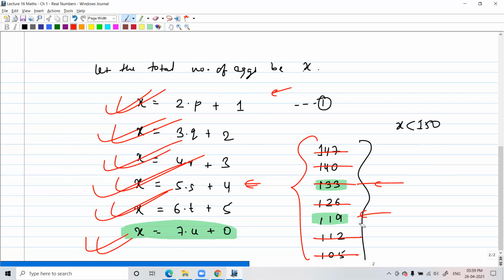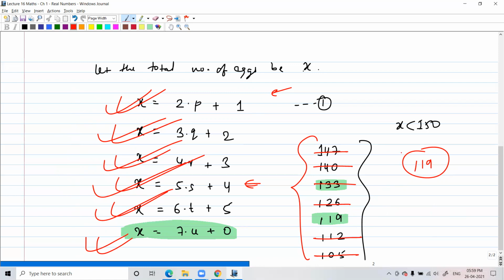Sir, I'm having one more doubt, sir. If 119 is getting divisible, then there can be many numbers, no, sir? Even below 105, also, like 98, 91. Yes, you can keep trying, and then you have to check for all numbers whether this condition is satisfied or not.